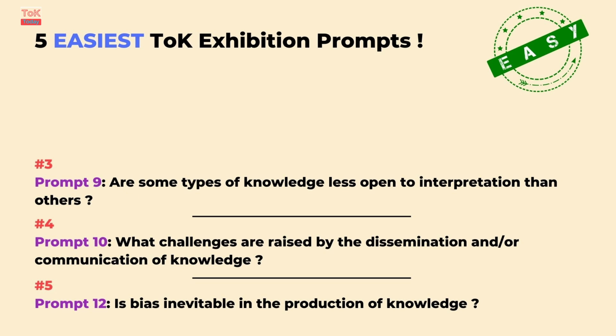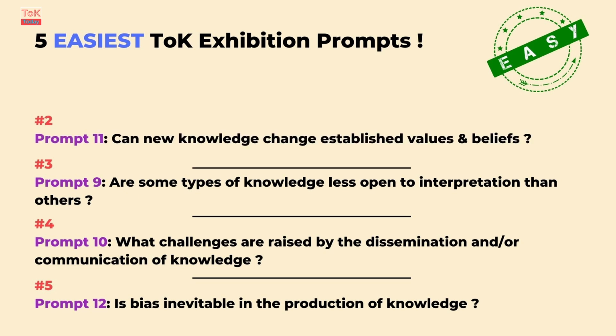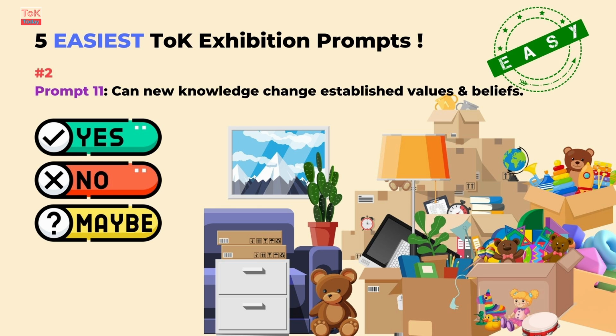The second easiest TOK exhibition prompt is prompt number 11. Can new knowledge change established values and beliefs? It's got a nice closed-ended structure, yes, no, and it depends. It's very clear, it's straightforward, and it's absolutely brimming with objects that could be used to illustrate the knowledge arguments.